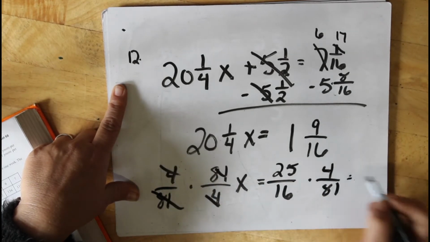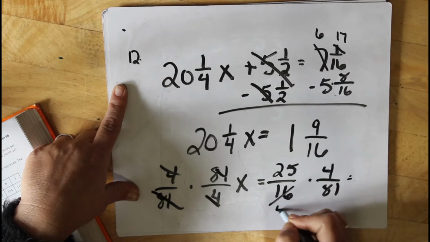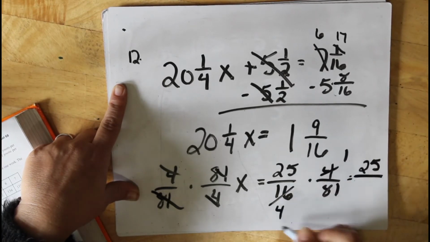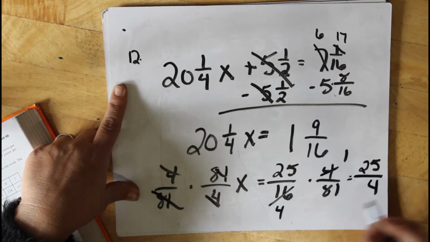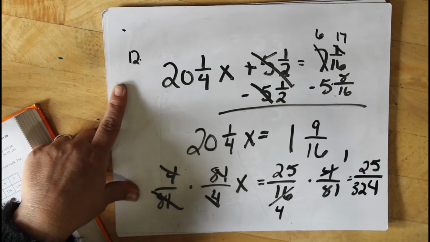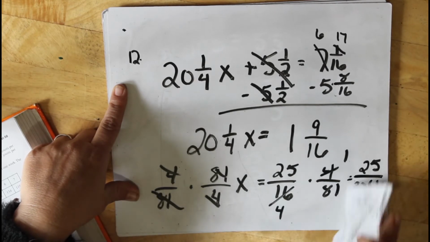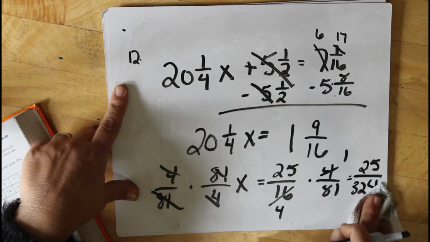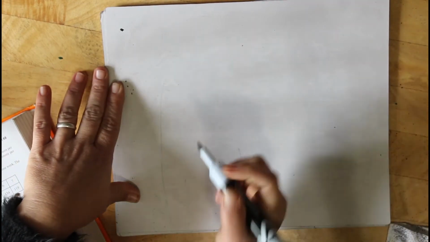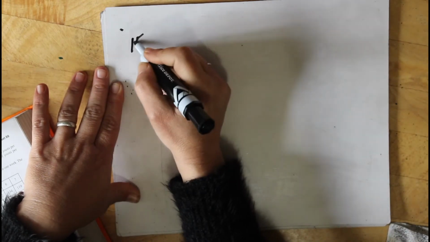And we're going to get, let's see, we can cancel here. And 8 times 4 is 32. Make sure I did that right. Yeah. So it's 25 over 324 is the answer to number 12. The next one is 15.